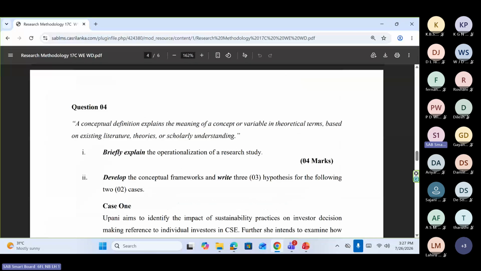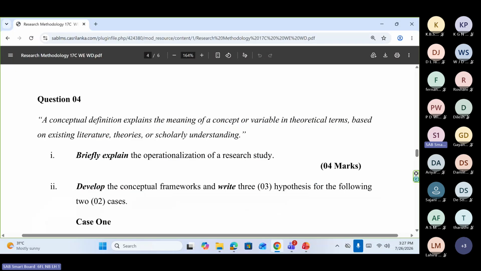Already question number 4, section 1, is always for 4 marks. The previous paper was also the same, and this paper is also the same. What does it ask? Briefly explain the operationalization of a research study. What do you mean by operationalize?